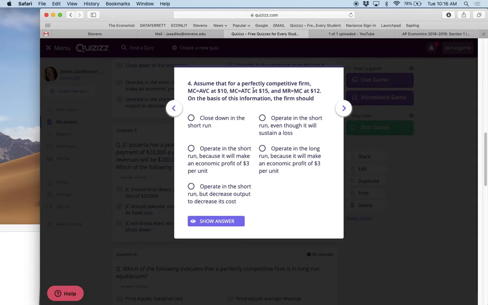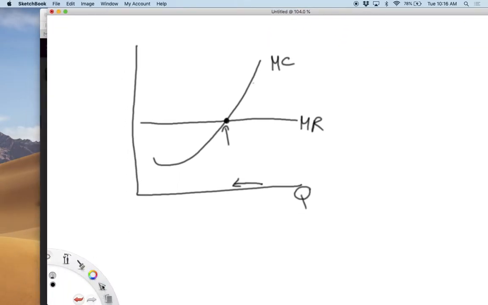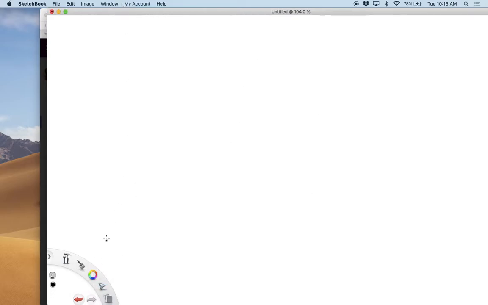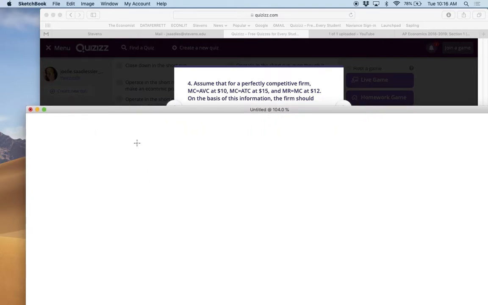Assume that for a perfectly competitive firm, marginal cost is equal to average variable cost at $10, marginal cost is equal to average cost at $15, and marginal revenue equals marginal cost at $12. Okay, let's draw this out.